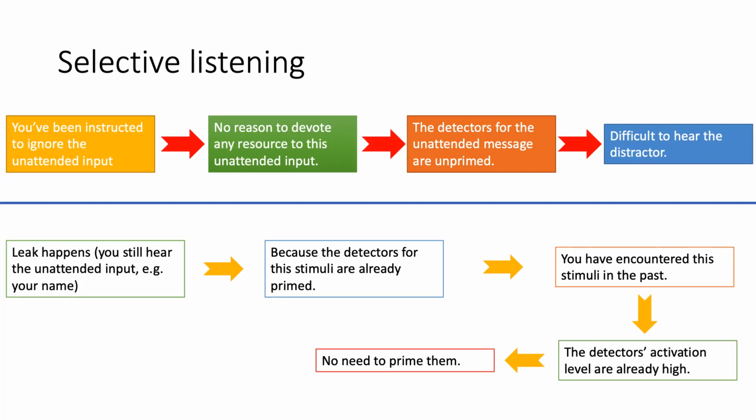However, sometimes leaks happen. You still hear the unattended input, for example, your name. When your name is called, you suddenly hear that, even though you don't mean to hear your name. That happens because the detectors for the stimuli are already primed. You're, of course, very familiar with your own name. You have encountered these stimuli in the past. That's why the detectors' activation levels are already high. No need to prime them.